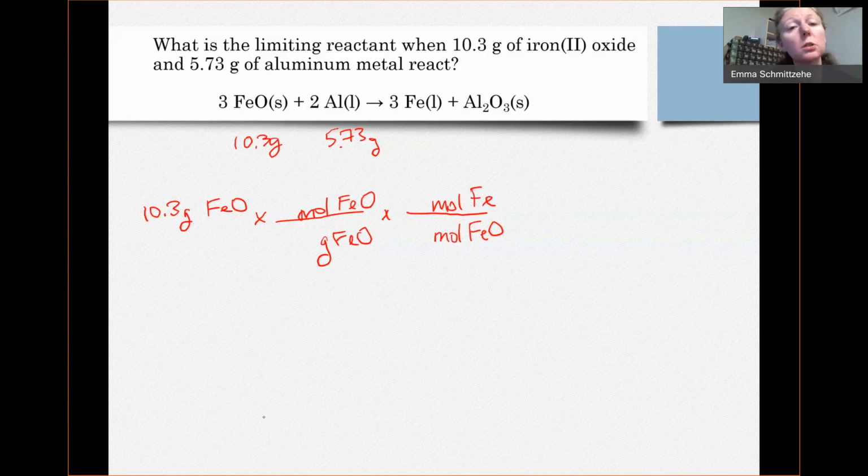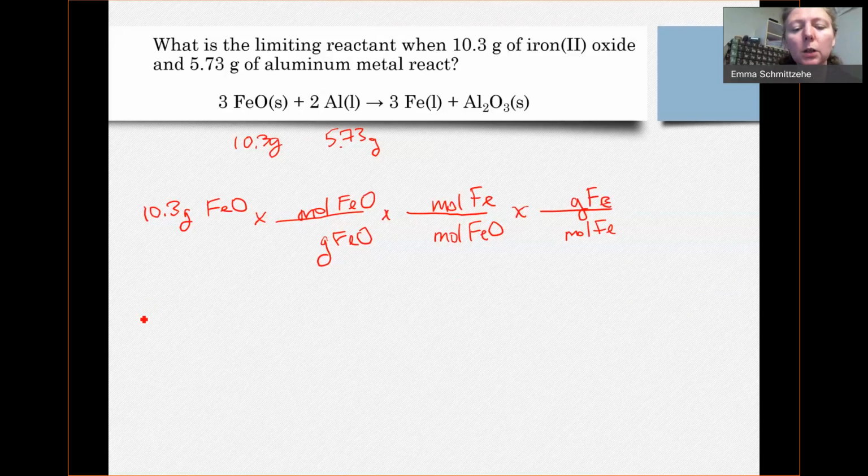Okay, you could choose aluminum oxide if you want, but I'll do iron. And then I'm going to convert moles of iron to grams of iron. Now, you actually could stop at moles here and compare mole amounts. That would work as well. But I'll go to grams because most of the time we want to know the grams anyway.